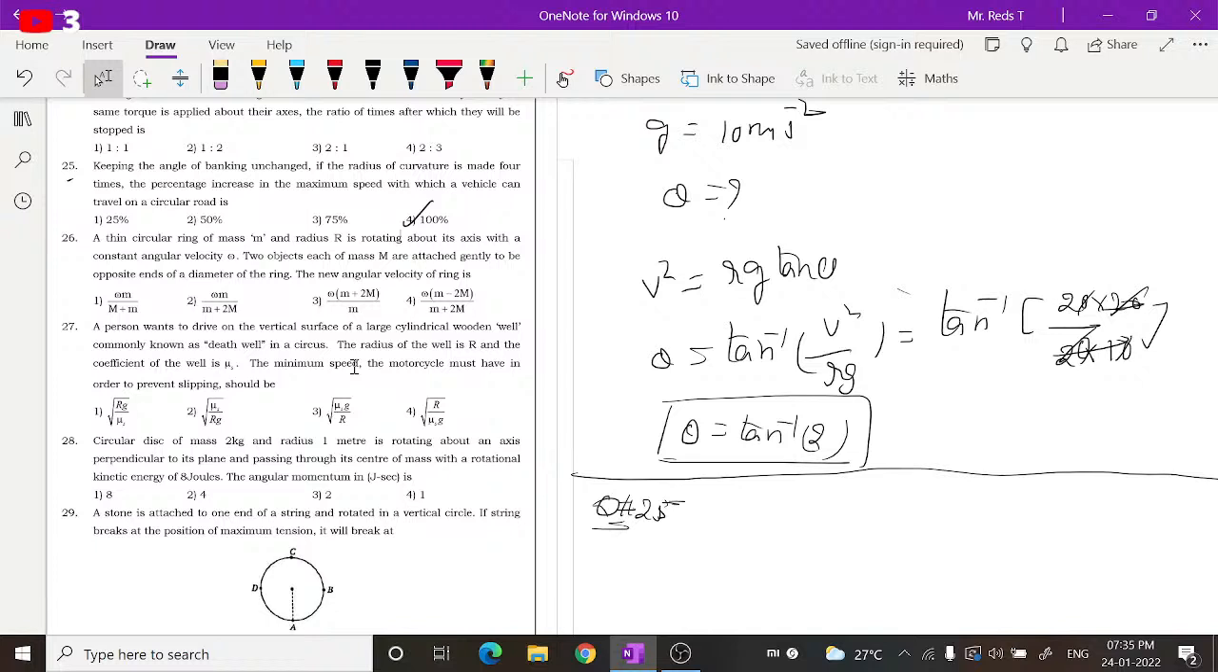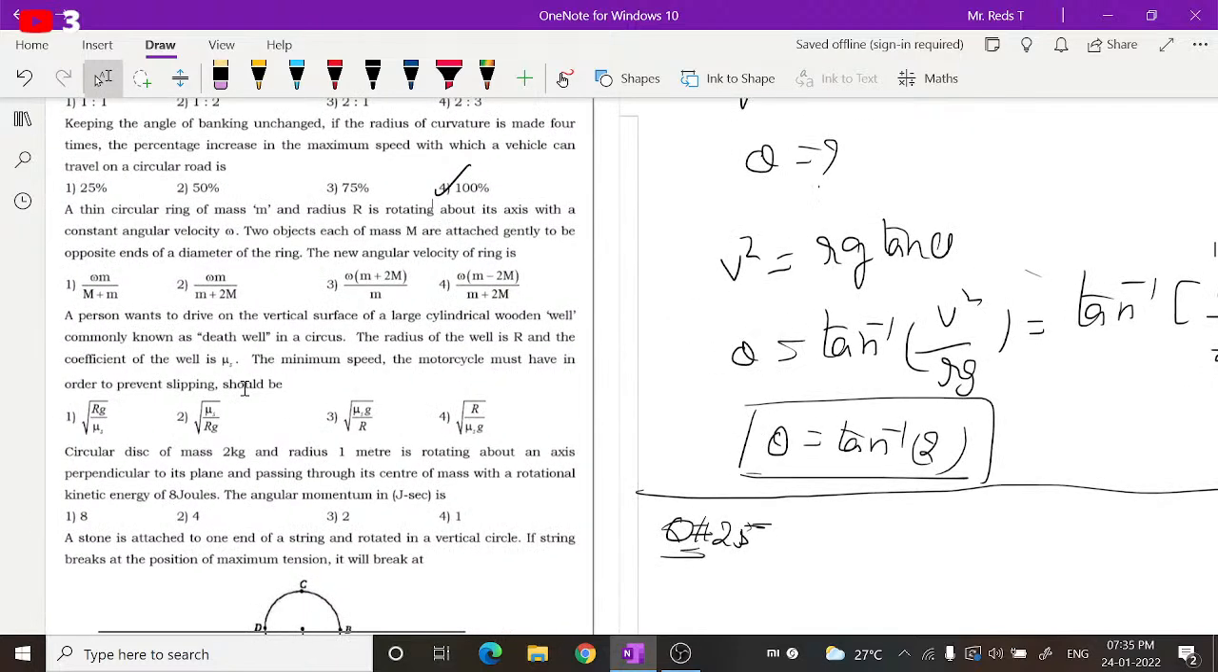A person wants to drive on the vertical surface of a large cylindrical wooden well, commonly known as death well, in a circus. The radius of the well is r, and the coefficient of friction of the well is mu s. Static friction coefficient, you can call it as maximum static or static. The minimum speed the motorcycle must have in order to prevent slipping should be.